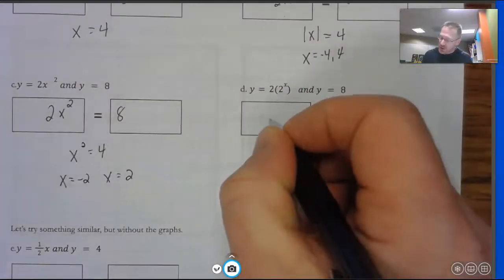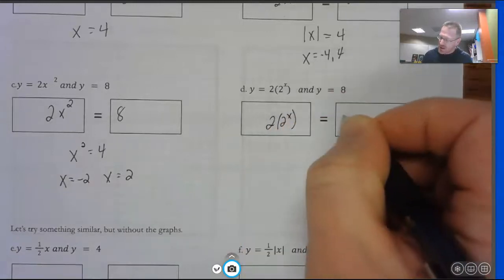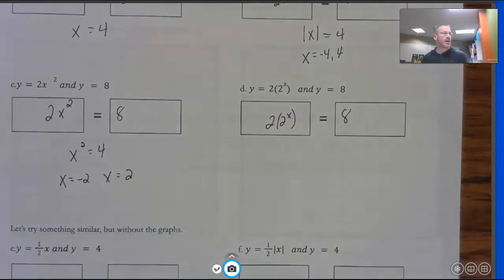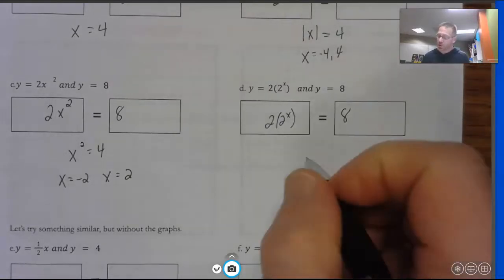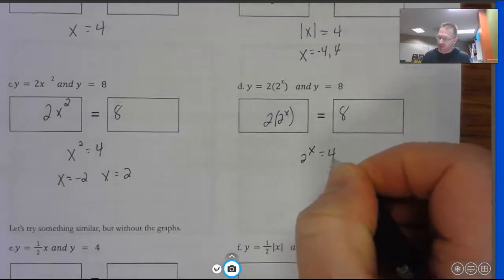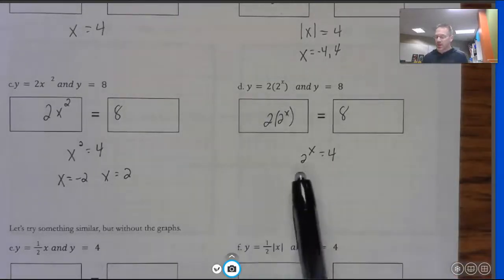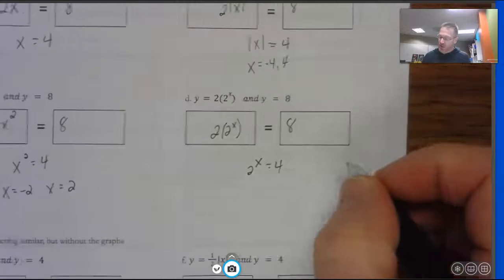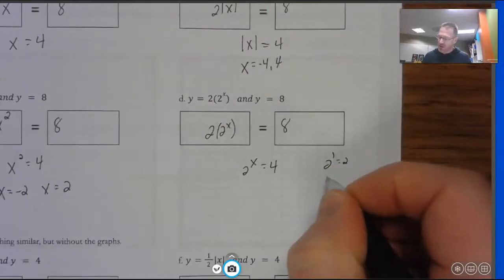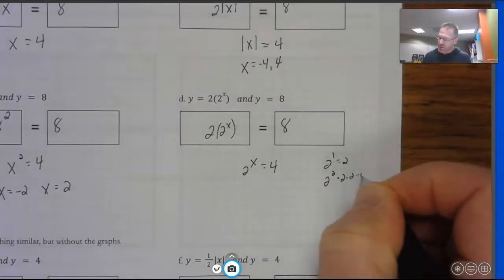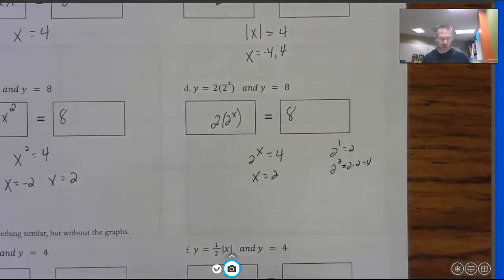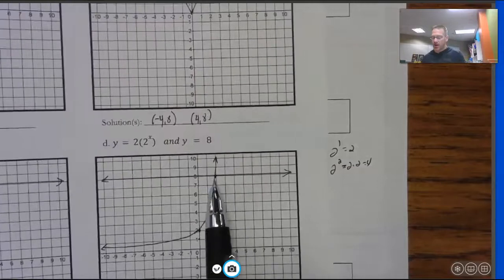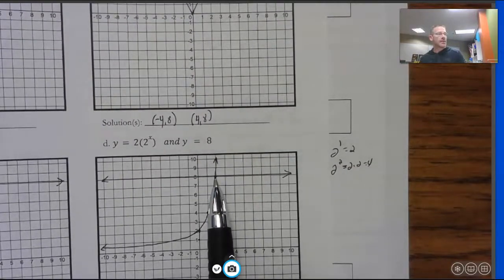Now, same thing here. 2 times 2 to the x is equal to 8. 2 times what is 8? Same thing, 4. But this time it's 2 to the x is equal to 4. And then once again, 2 to what power is 4? We know 2 to the first power is 2. 2 squared is 2 times 2, which is 4. So that's what we want. So x is equal to 2. And once again, you can see that is where those two graphs intersect.